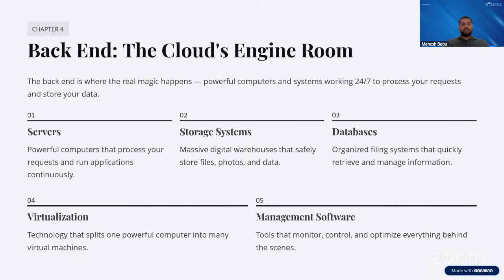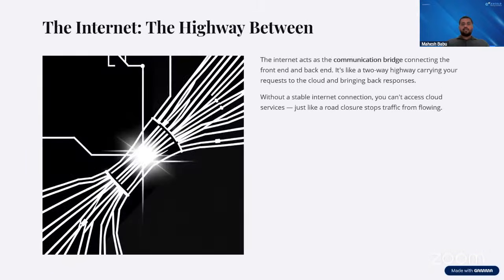Okay, the internet is obviously the main important thing that we have to understand. Without the internet, we cannot access anything. It acts as a communication bridge between the front end and the back end. The front end and back end are connected through the internet. That's why they have mentioned here the highway between them. It's a kind of communication bridge between them.